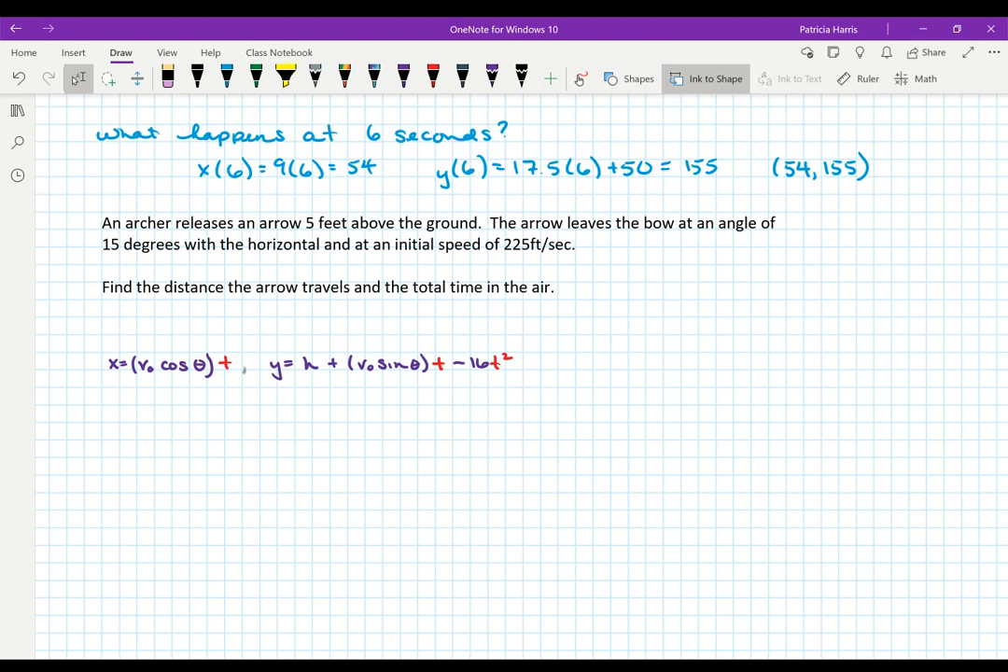Okay, so we have time going on because we want the total time in the air. We also have an angle. Okay, and we have an initial height of 5 feet. So there's a lot going on here.